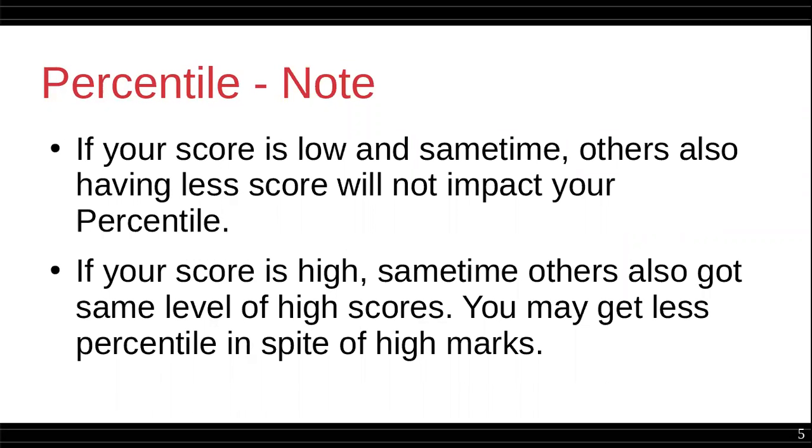Some notes about percentile. Let's say your score is low and at the same time others also have low scores. That means very few people will be lower than you, so it will not impact your percentile. But let's consider your score is high, and at the same time others also got the same level of high scores, so almost all people in the group are at that level. That means very few people will be below you, so you may get a lower percentile in spite of high marks. So percentile is overall about the ranking system. How many people are below you will be considered as your percentile.